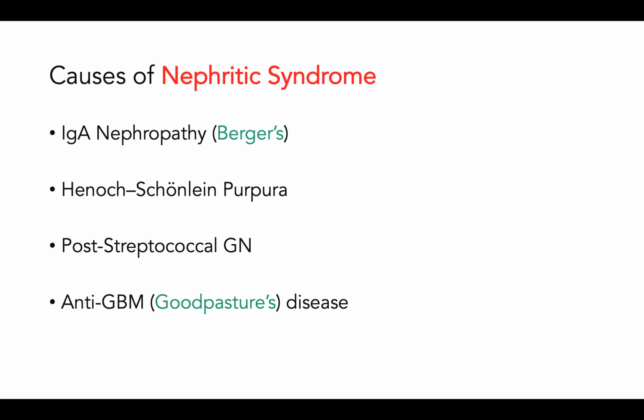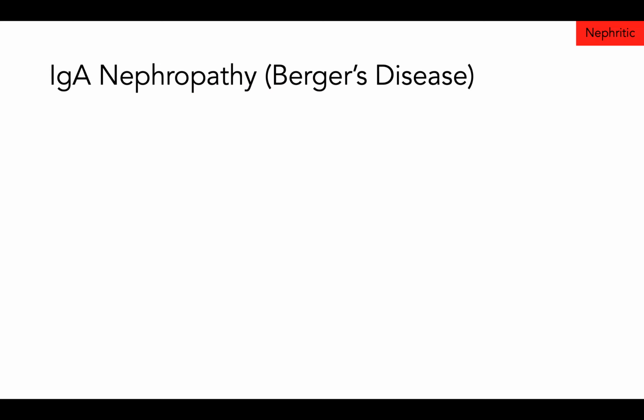So nephrotic done, let's talk about some of the causes of nephritic syndrome. The most common is IgA nephropathy, sometimes called Berger's. It has a close cousin, which is systemic, called Henoch-Schönlein purpura. And then there's also post-streptococcal glomerulonephritis and anti-GBM, sometimes called Goodpasture's disease.